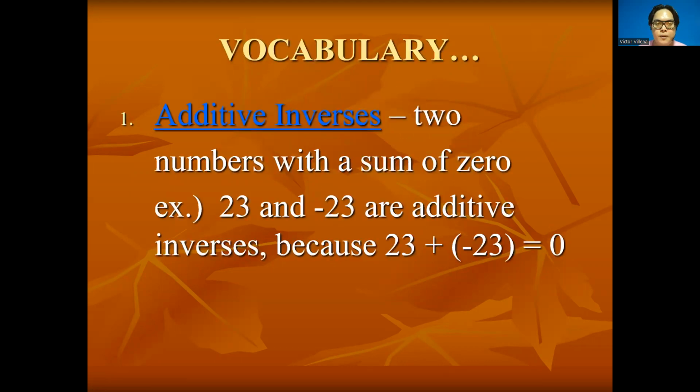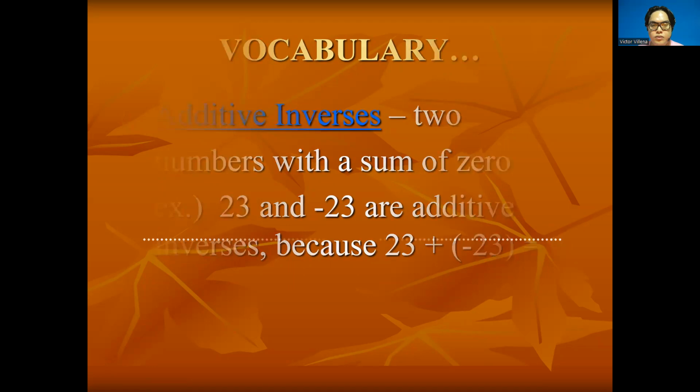So first, the vocabulary, the additive inverses. From the previous lesson, we already tackled additive inverse. Additive inverses are two numbers with a sum of zero. For example, 23 and negative 23 are additive inverses because 23 plus negative 23 is zero. In short, if we add a number and its opposite together, the answer, or the sum, will be zero. Is that understood?